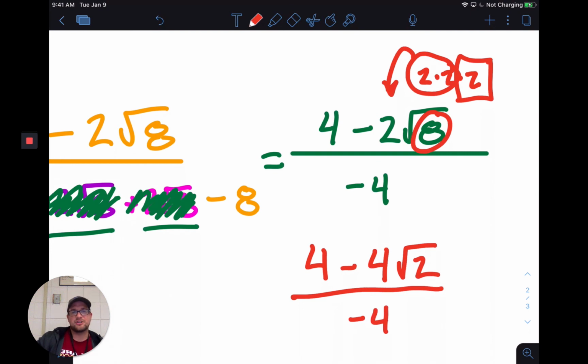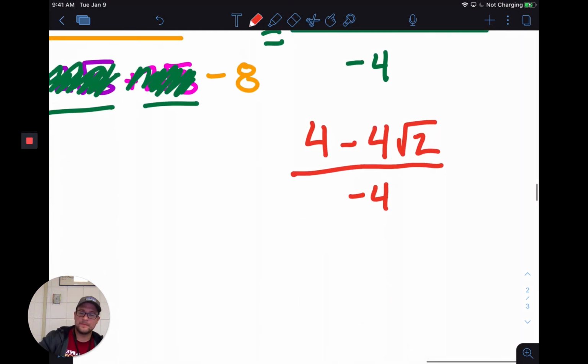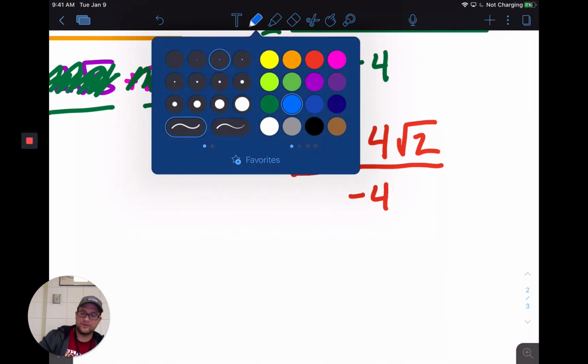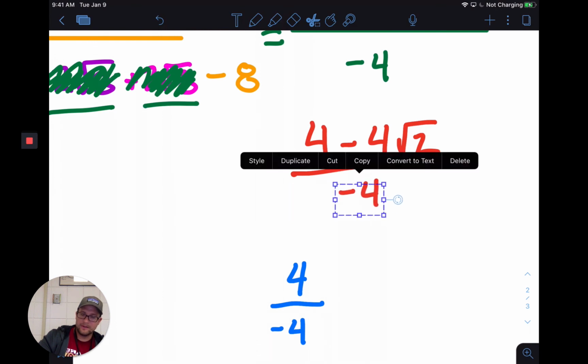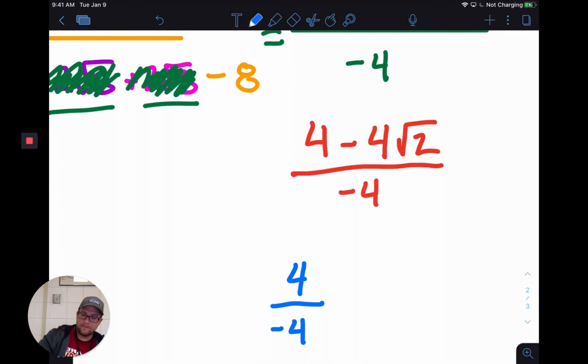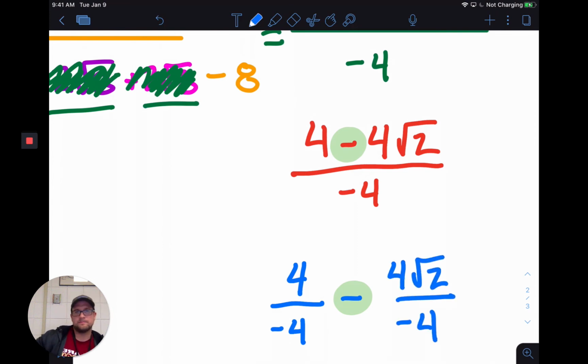Now, this fraction can actually be broken up. Since all of this is being divided by 4, this is equivalent to the idea of saying 4 divided by a negative 4, right? So that's basically like saying, let's move the 4 over to here and kind of break that fraction apart. Minus, this is the minus that we're seeing still, the top half on the other, 4 square roots of 2, divided by a negative 4.